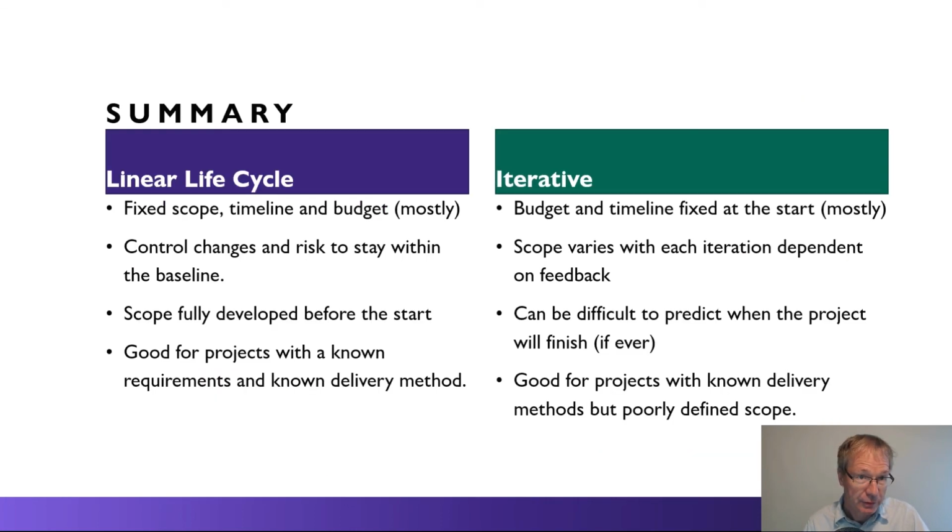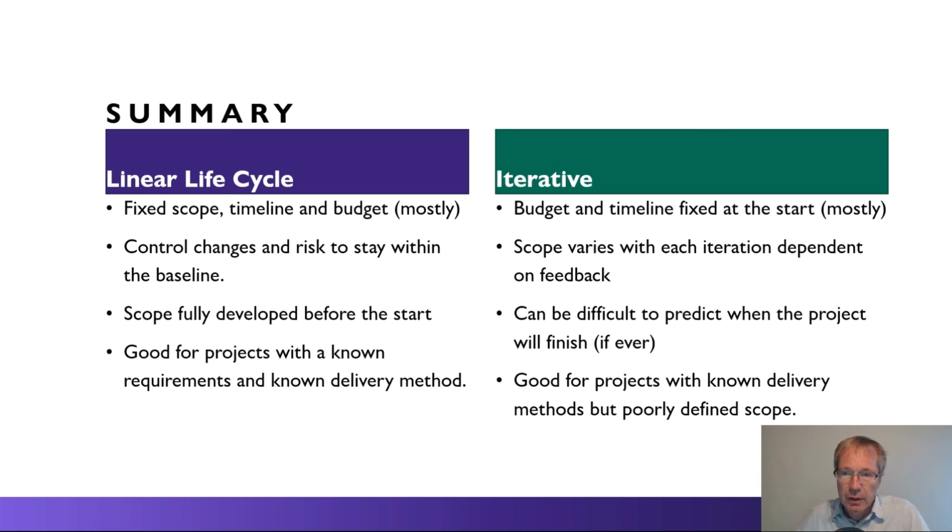So in comparison, linear life cycles have a fixed scope, a fixed timeline, and a fixed budget mostly, except for rolling wave approaches. We try to control the changes and the risks to stay within the baseline. We try and fully develop the scope before we start. So for some projects like building bridges or towers or structures, usually it's good to know fully what the scope is before you start the construction. And they're good for projects with known requirements and known delivery methods, or where it's possible to define those.